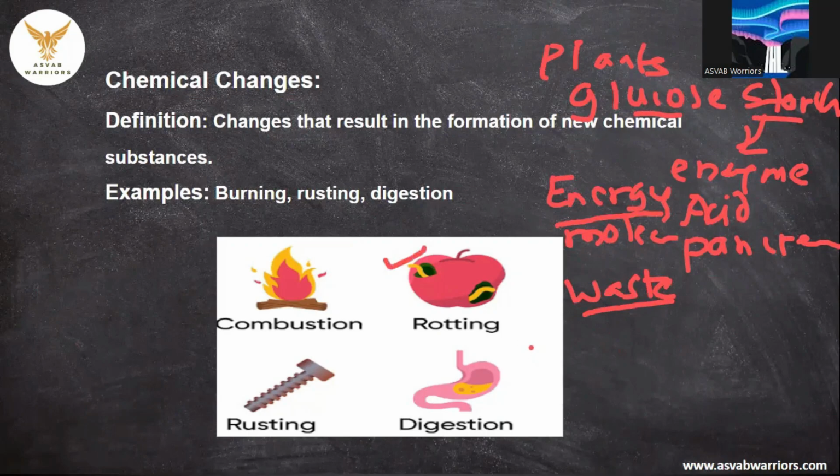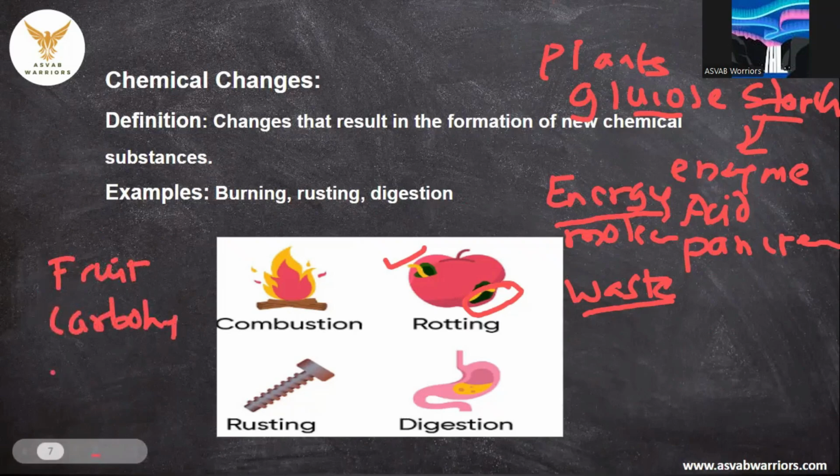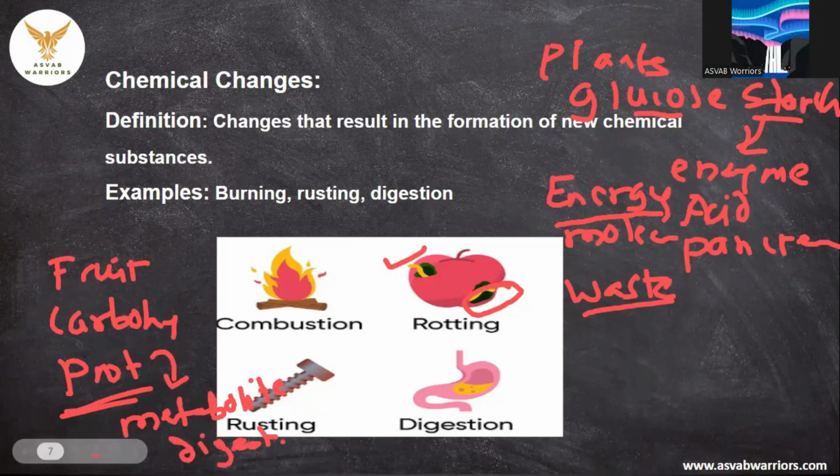Next is rotting. These are worms which are acting on fruit. What will they do? Whatever the fruit composition is, whether it contains a majority of carbohydrates, proteins, minerals or fats, that will get converted into metabolites after the digestion and use by microorganisms or worms.